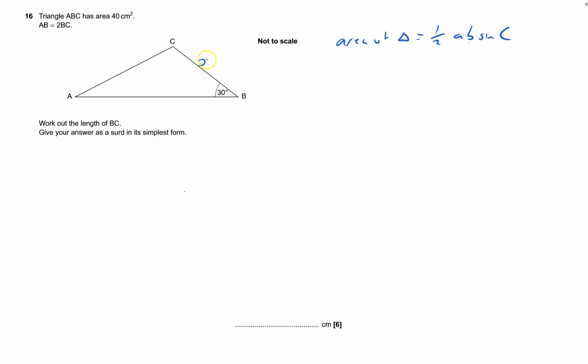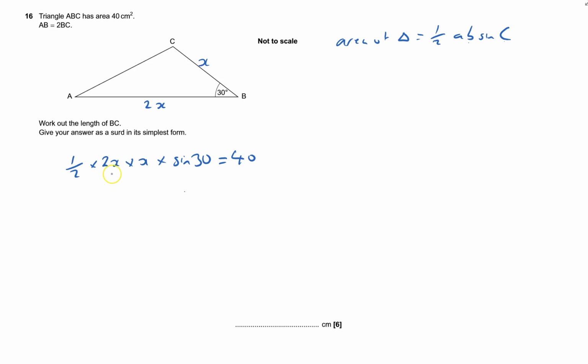So I'm going to let this one be x, and this one here is going to be 2x, because this one I'm going to try and find. I've got to work out the length of BC. I've got to work out x in essence. So we've got a half times the two sides times together, so half times 2x times x times by sine of the angle between them, and that equals the area, which is 40.